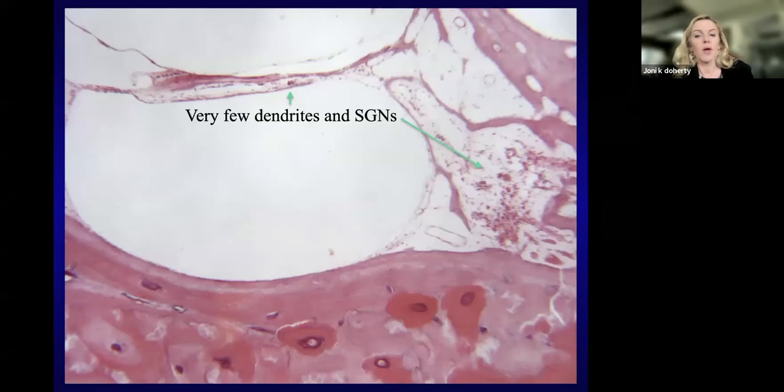Here's an example of a temporal bone with very few dendrites, and also a paucity of spiral ganglion neurons as well. So it's pretty easy to tell when they have or have not the adequate number of dendrites. And then, like I said before, we count the spiral ganglion neurons, and there are averages by age and by turn of the cochlea that we compare with.